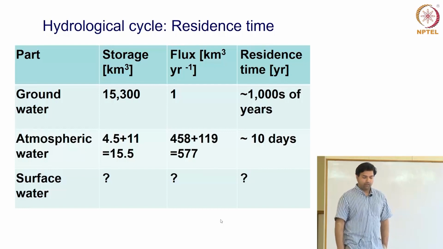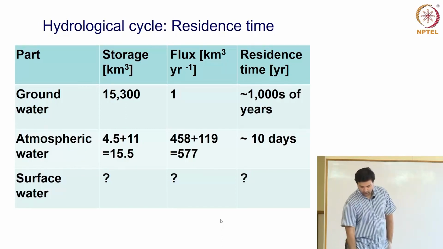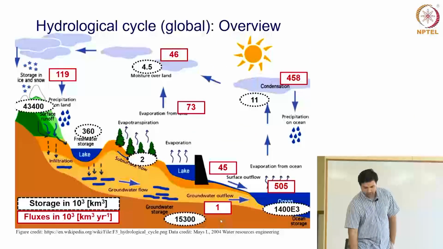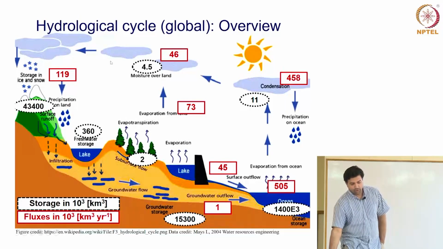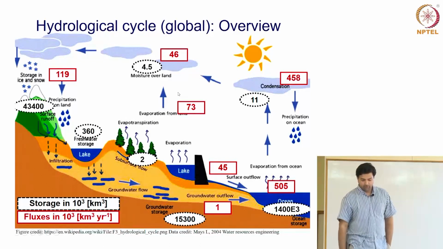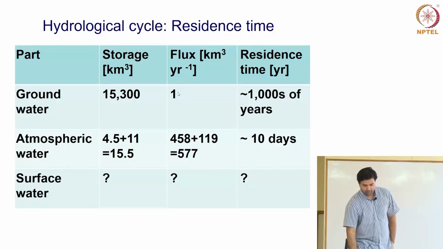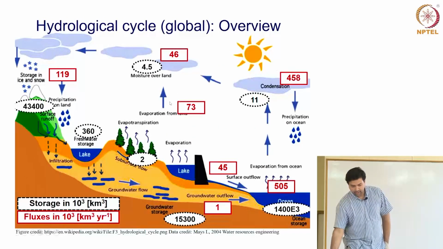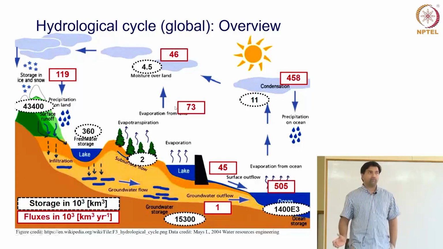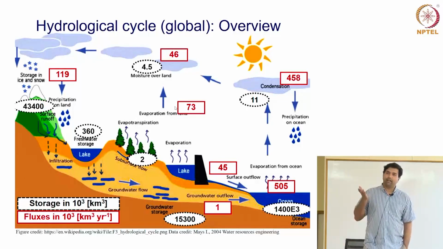Whereas if you flip it and look at the atmospheric storage, let's go back to the atmospheric figure. You have fluxes, and your storages are fairly small. You have 4.5 and then you have 11, but your fluxes are very high, 119, 46 and 73. So in this example, I have looked at 4.5 plus 11 as the total atmospheric storage. Your fluxes are total incomings 458 and 73. So there's a huge amount of flux that puts water back into the atmosphere for very little storage.